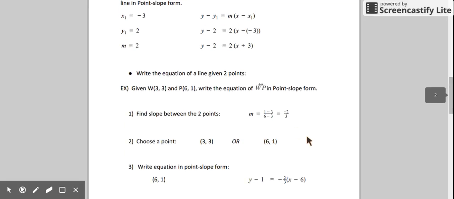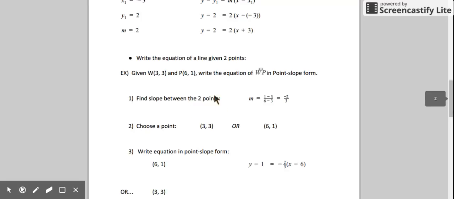What happens if we're given 2 points rather than a slope? Well, first, we want to find the slope so we can put it into point-slope form. So given 2 points, we know how to find the slope between the 2 points using our slope equation. Subtract the y coordinates on top, subtract the x coordinates on the bottom in the same order, and we get our slope, negative 2/3.